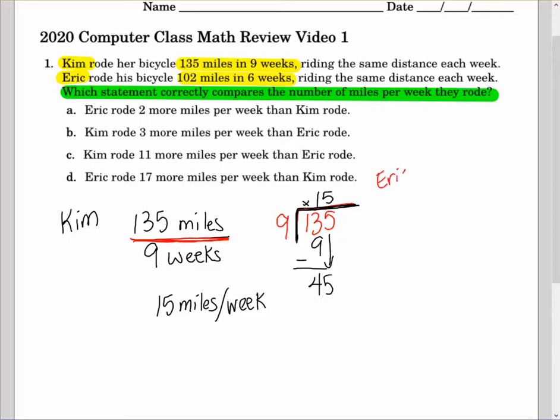All right, now we're going to work on Eric. So Eric, he rode his bicycle 102 miles for every 6 weeks.